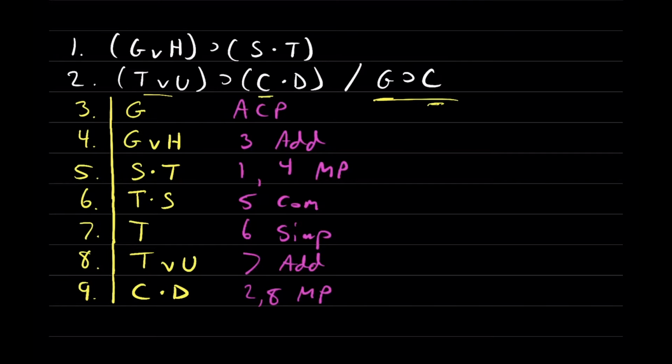Okay, we said the goal here is to get C on its own line, which we can do now because we have C and D. So we're going to simplify to get C on its own line, from line 9 by simplification.